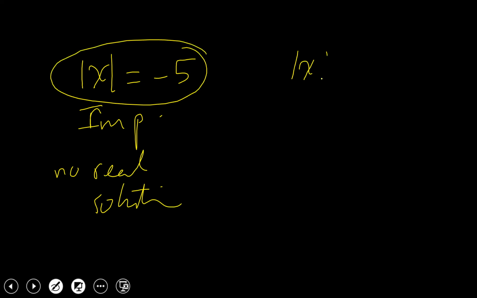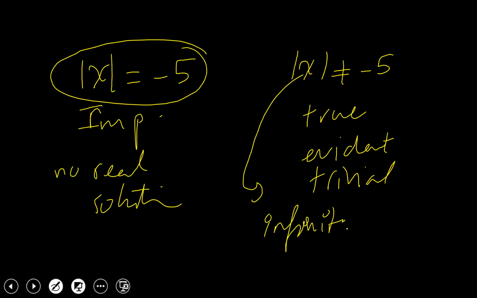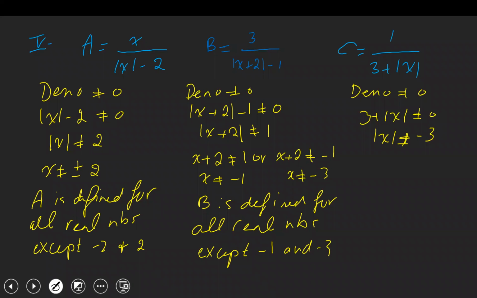It is impossible to be equal. But if I tell you absolute x, when does the absolute x differ from negative 5? The absolute value is different from minus 5. This is true. This is evident. This is trivial. This occurs and happens always. So in this case, we say we have infinite solutions. In other words, here we have no value of x to be restricted.